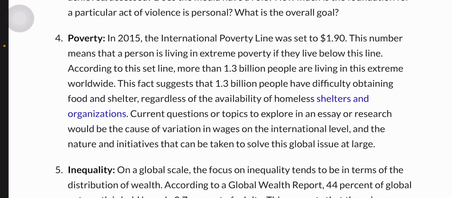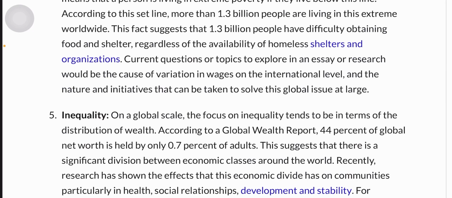In 2015, the international poverty line was set to $1.90. This number means that a person is living in extreme poverty if they are below this line. According to the set line, more than 1.3 billion people are living in this extreme worldwide. This fact suggests that 1.3 billion people have difficulty obtaining food and shelter, regardless of the availability of homeless shelters and organizations. A current question or topic to explore in your essay or research would be the cause of variation of wages on the international level, and the nature and initiatives that can be taken to solve this global issue at large.